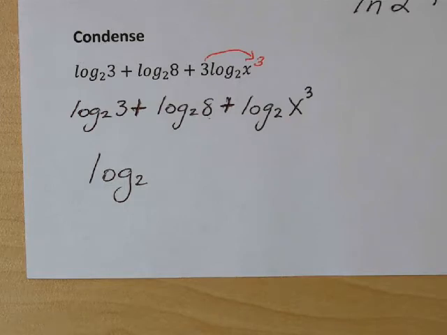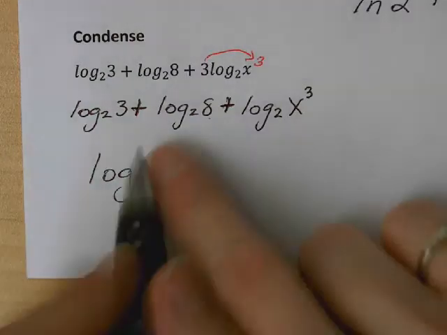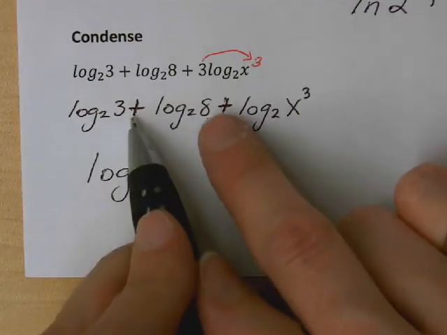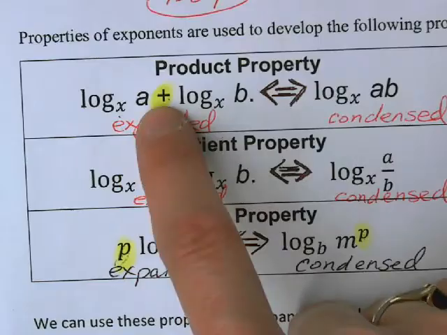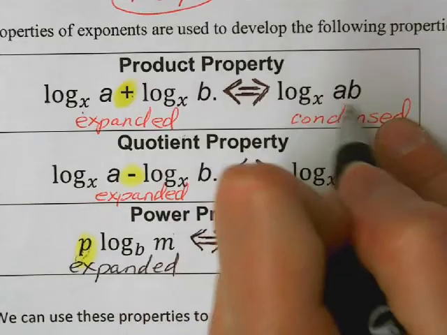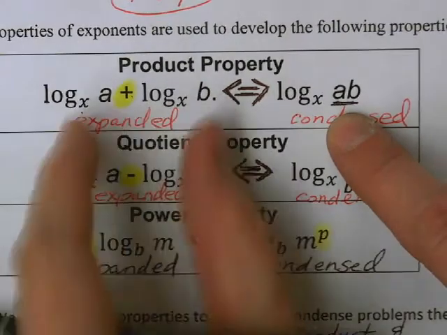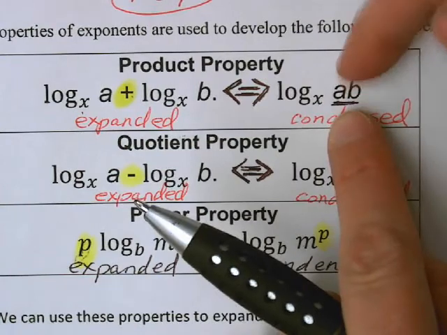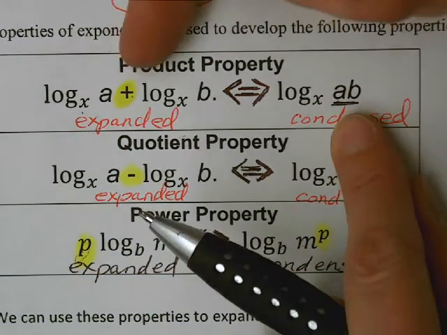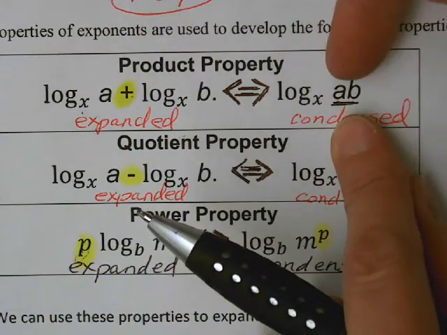Okay, so it is an addition problem. It says plus here. But if you look at the rule, do we actually add the stuff? No. What do you do with the things that were in the logs? Let's smush it together. You put it together and it's actually multiply. It's called the product property. Yeah, you actually multiply them.